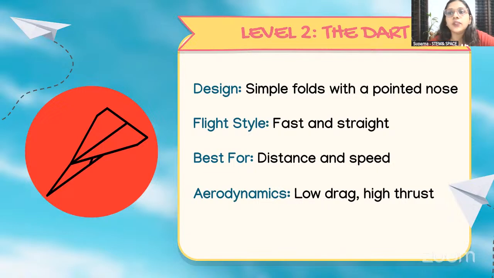It's also made with a very simple fold, but it has something different from our glider. It has a pointy nose, a very pointy nose, which is making it fast, and it will also travel more distance. Because it has this pointy nose, it can pierce through the air, which will create less drag and high thrust. So let's try the dart next.